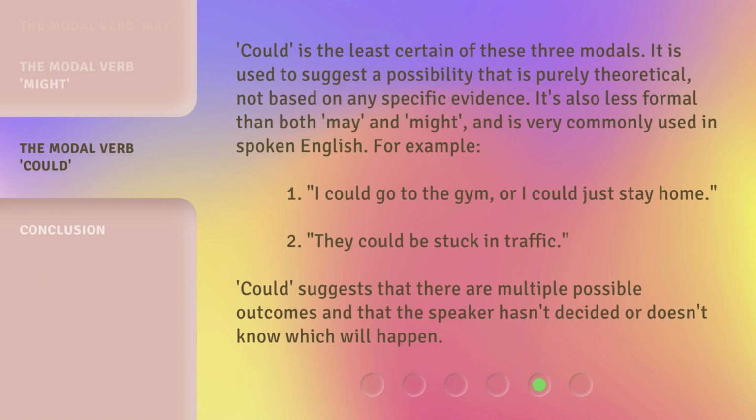Could is the least certain of these three modals. It is used to suggest a possibility that is purely theoretical, not based on any specific evidence. It's also less formal than both may and might, and is very commonly used in spoken English. For example, 1. I could go to the gym, or I could just stay home. 2. They could be stuck in traffic. Could suggests that there are multiple possible outcomes and that the speaker hasn't decided or doesn't know which will happen.